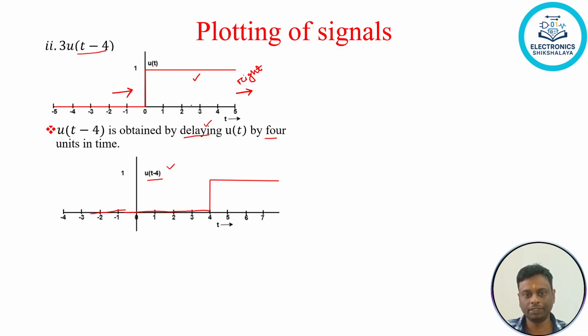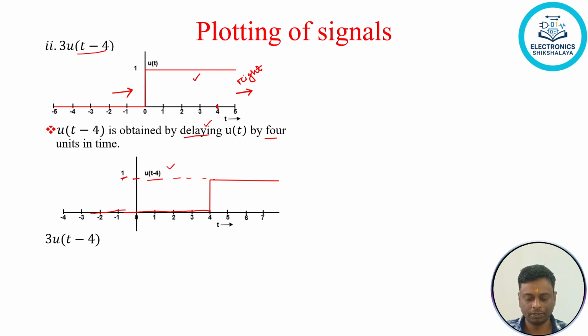So this signal will be shifted towards the right about the time axis, towards the right by 4 units in time. So this is our u(t-4). The amplitude is 1. Similarly, 3u(t-4) will be multiplied by 3, so this amplitude will be 3.